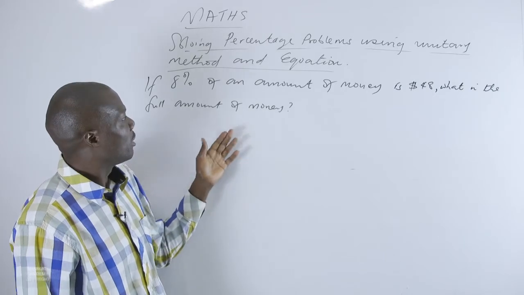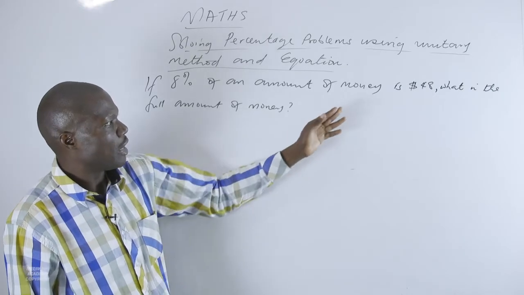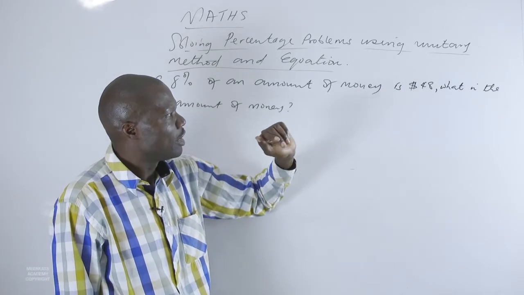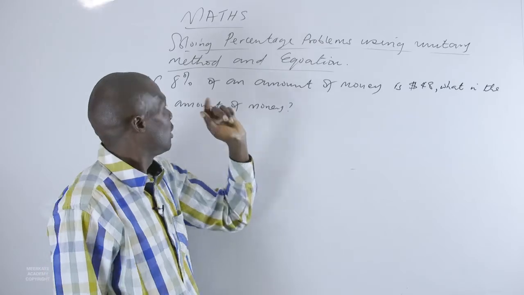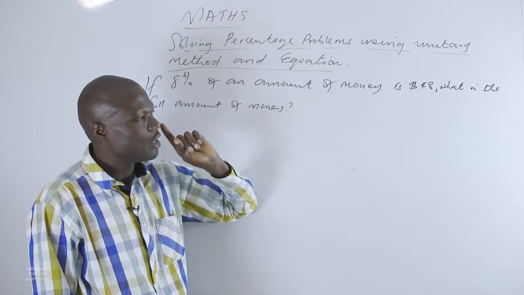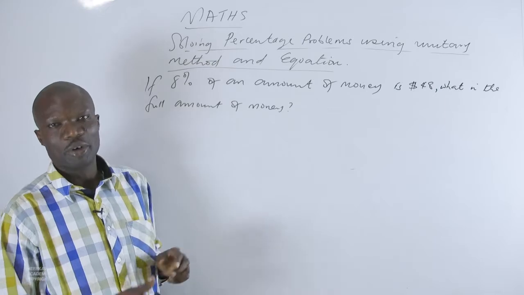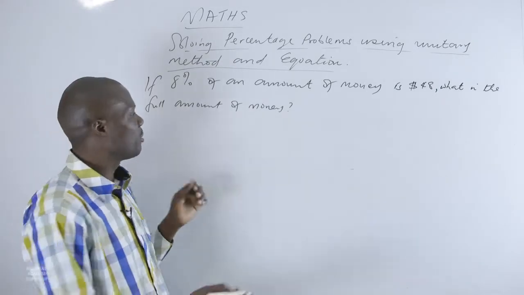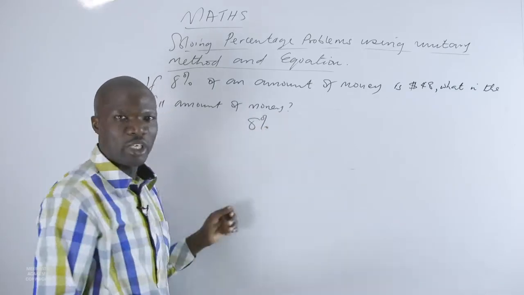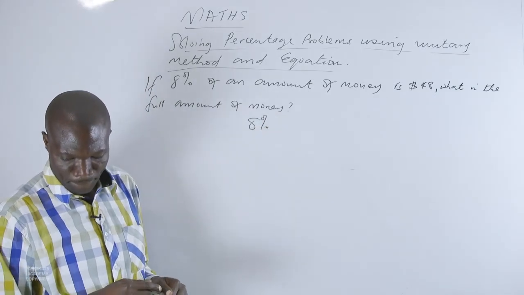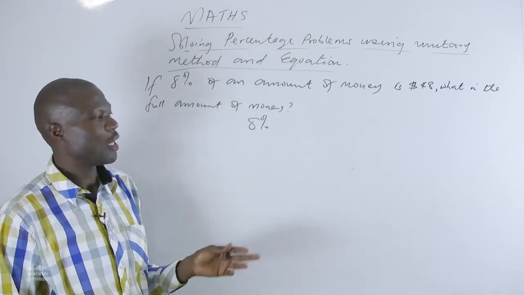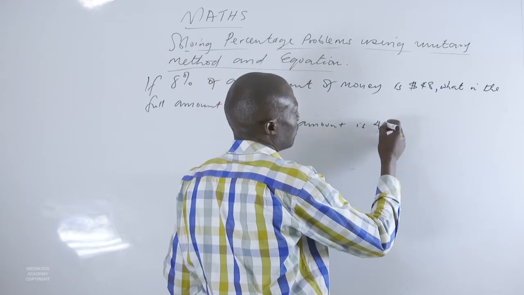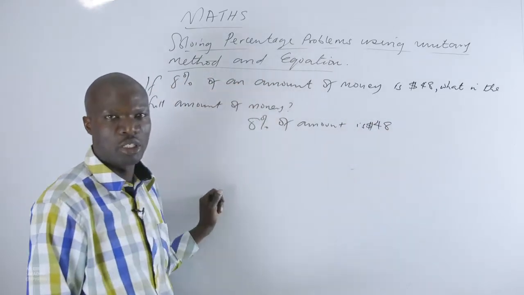If 8% of an amount of money is $48. 8% of an amount of money is $48. What is the full amount of money? So here we start by looking at 8%. What is this 8%? We say 8% of the amount is $48.